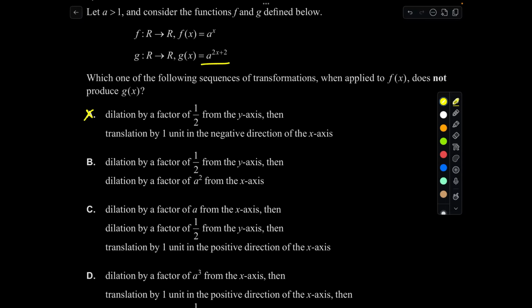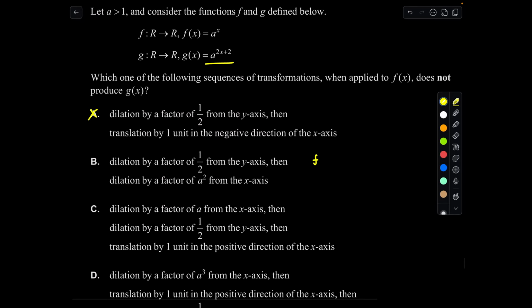So the next one says dilation by a factor of half from the y-axis. Basically the same thing as that. So you remember, we can just write it as g, f, basically like f of 2 of x, which is a to the 2x.